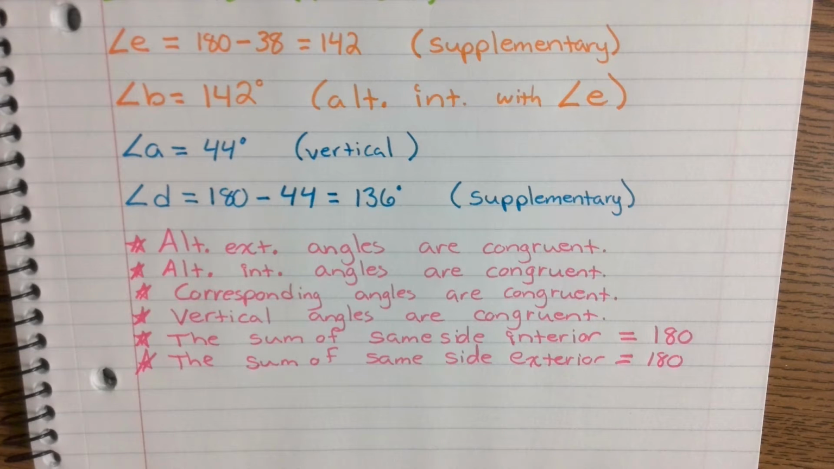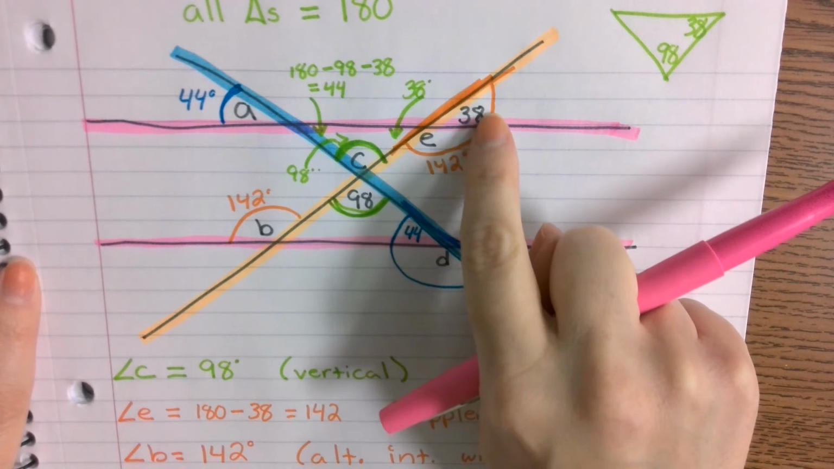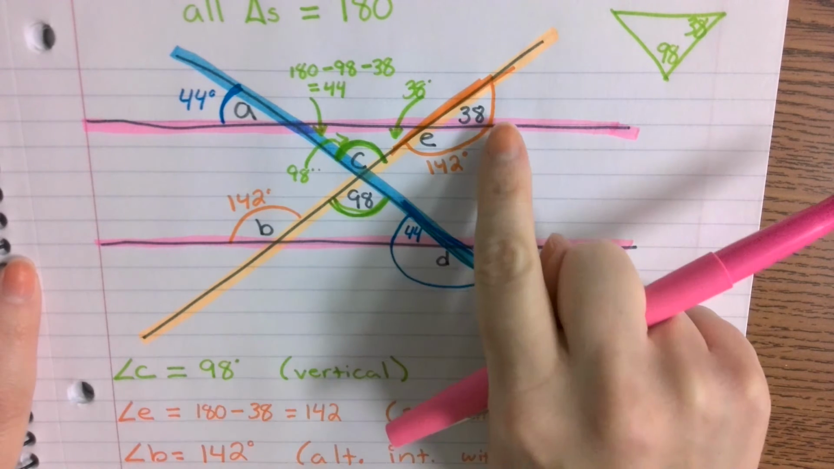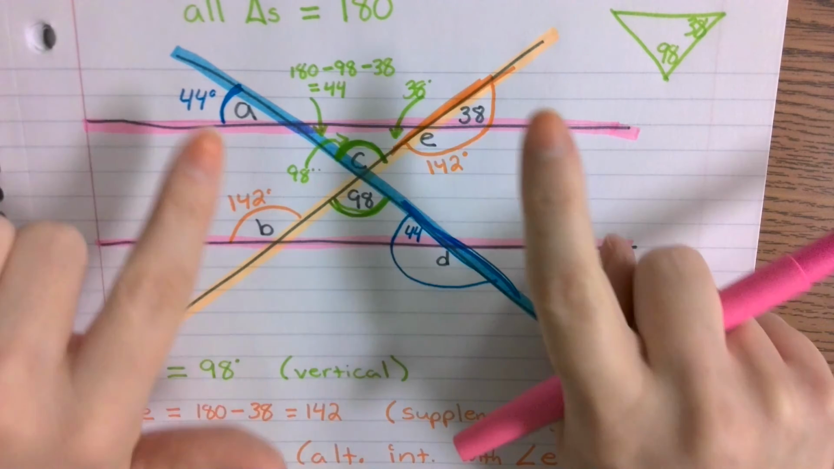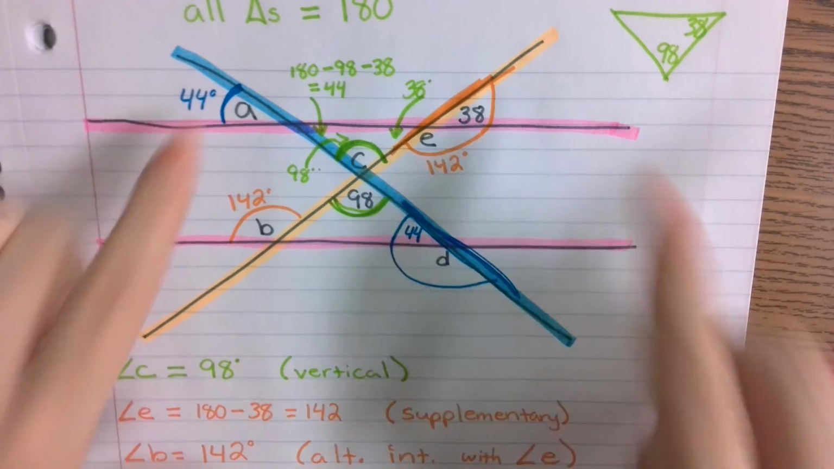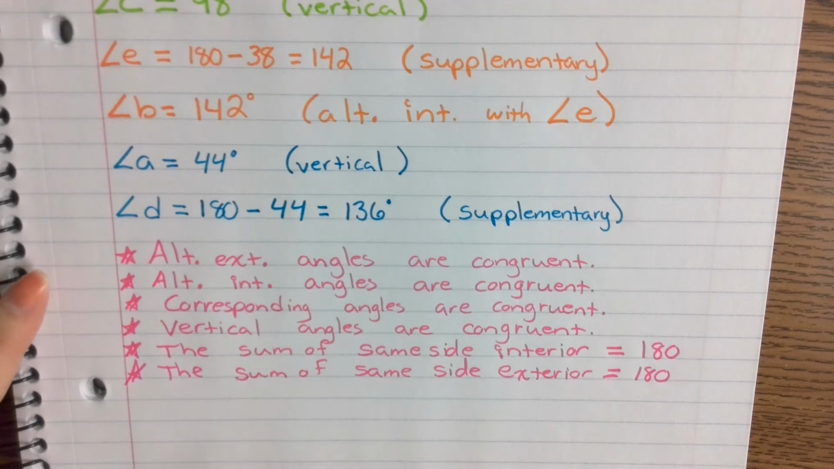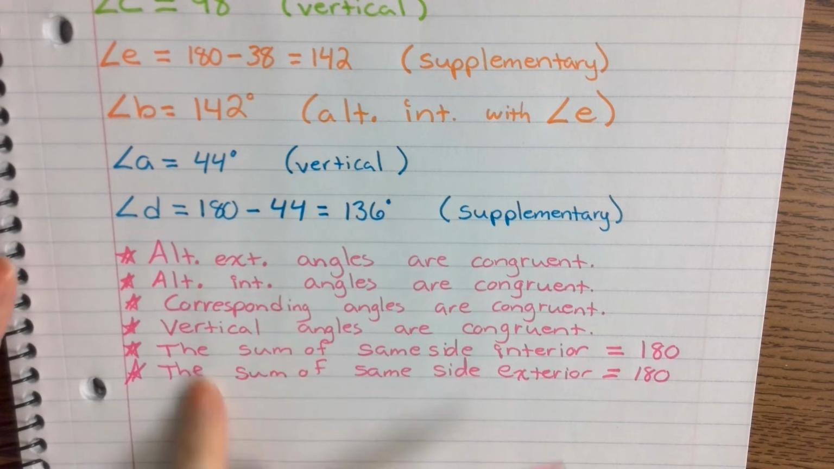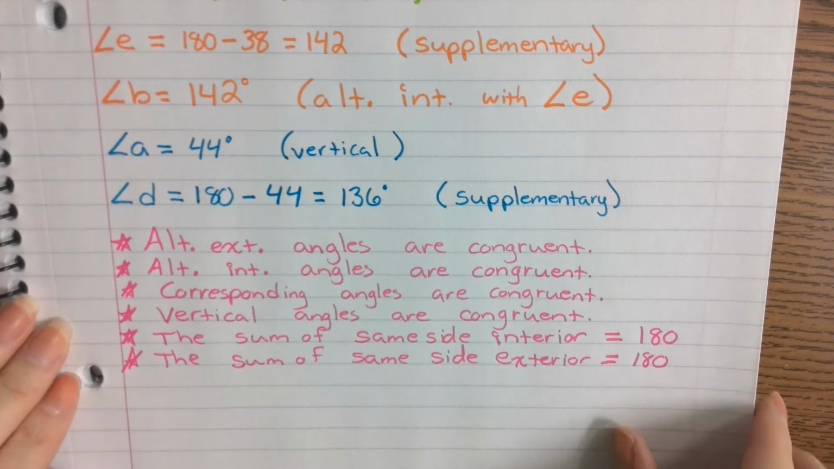Can I intermix angles from one transversal with another transversal? No. Just like I showed you up here, this acute angle along the orange transversal is not the same as the acute angle on the blue transversal. So please be mindful. These rules apply along a single transversal. Okay? Any questions about this?